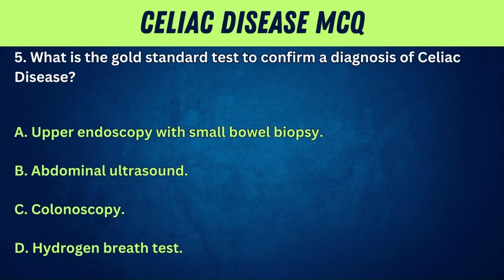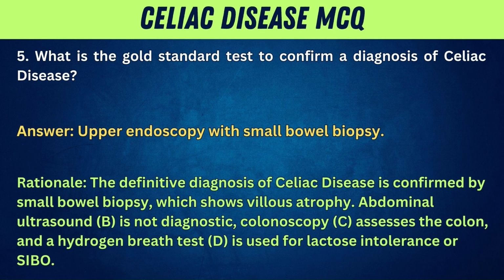5. What is the gold standard test to confirm a diagnosis of celiac disease? A. Upper endoscopy with small bowel biopsy. B. Abdominal ultrasound. C. Colonoscopy. D. Hydrogen breath test. Answer: upper endoscopy with small bowel biopsy.